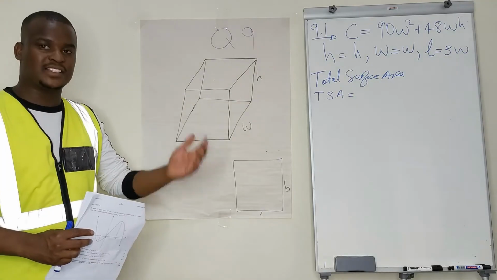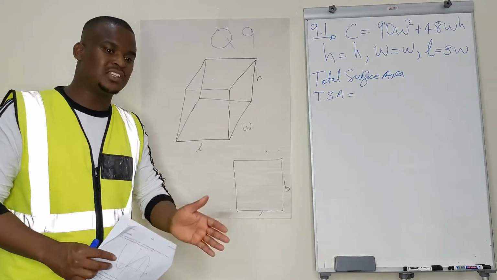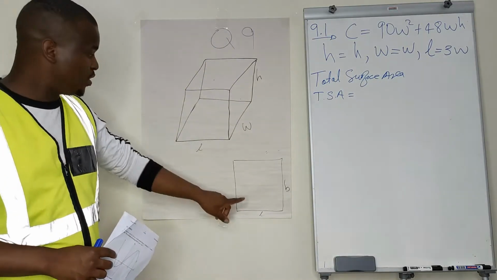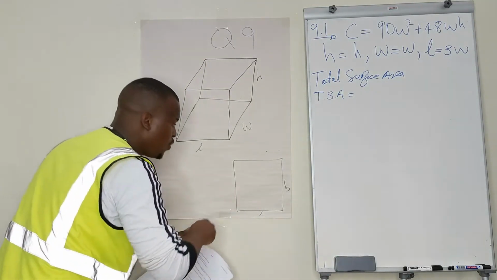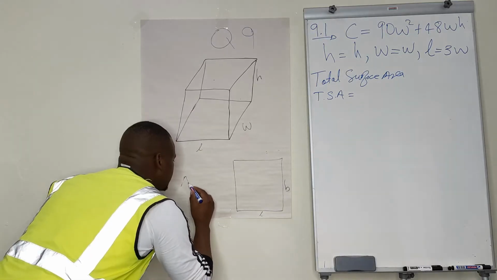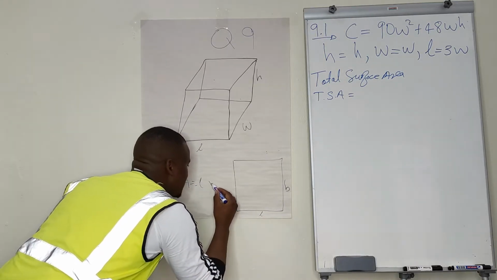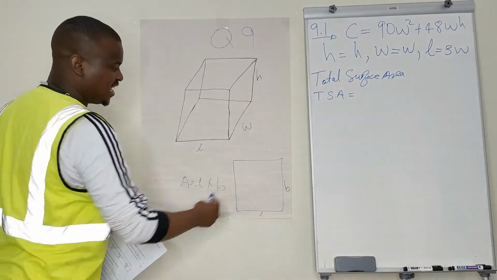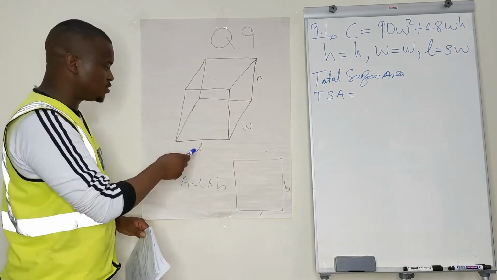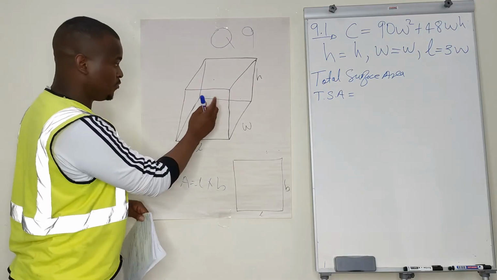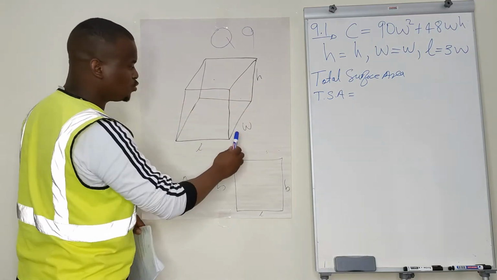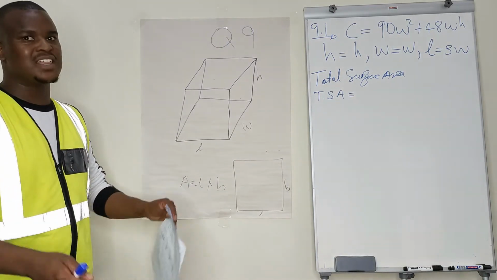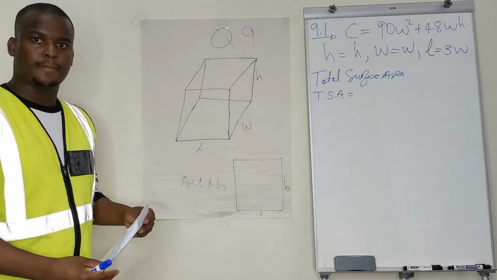Look at it side by side. So if you want to calculate the total surface area, you must calculate the area of all those sides. For this one, the area is length times breadth. If you want the area of this front side, it will be the length times height. For this side, it will be the width times height. For the back, similar thing. That's what we need to do.